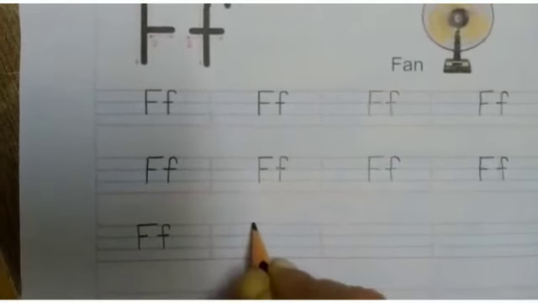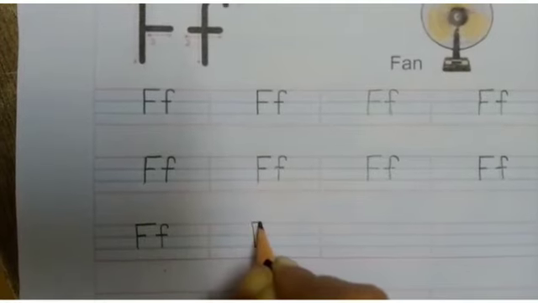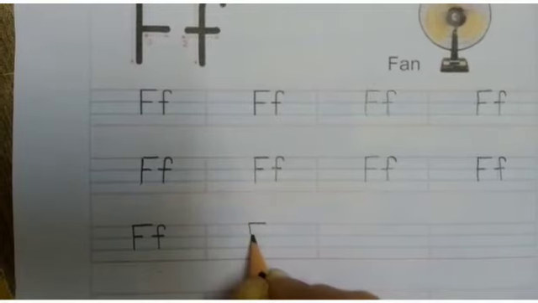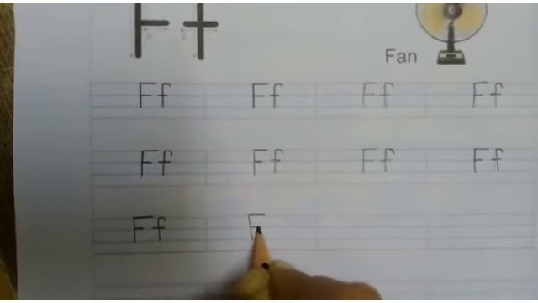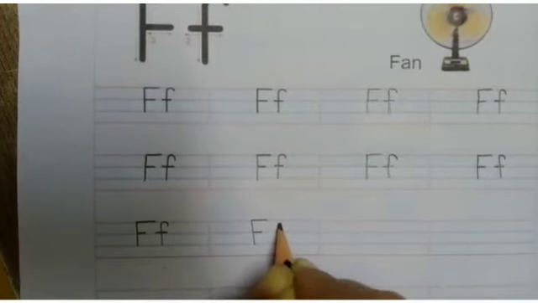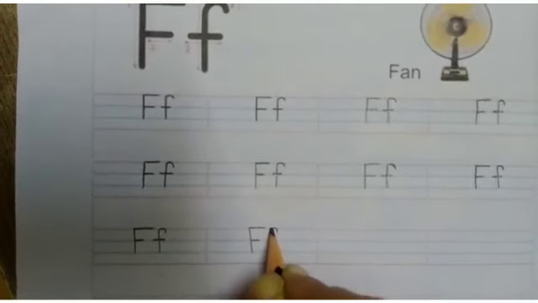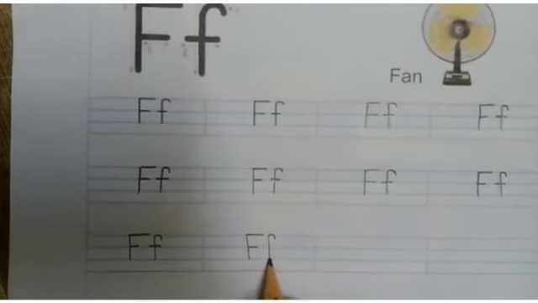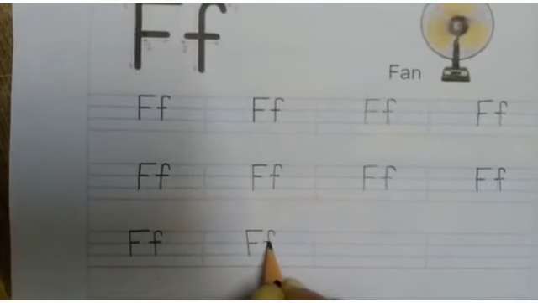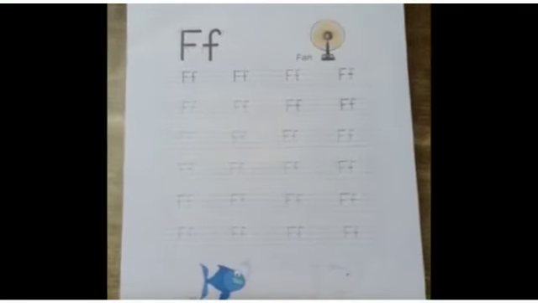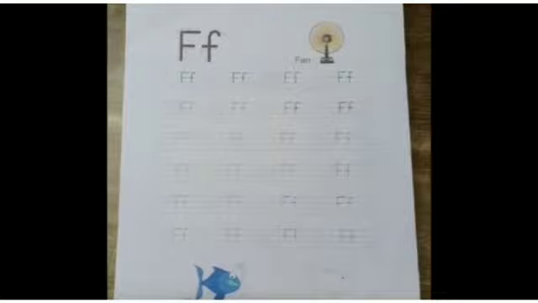Again, for capital F, make a standing line from first red line till second blue line. Then make a big sleeping line on first red line, small sleeping line on first blue line. Capital F. For small f, make a curve, touch the red line, come down straight, touch the second blue line. Then make a sleeping line on first blue line, small f. See kids, like this way you have to write alphabet F.